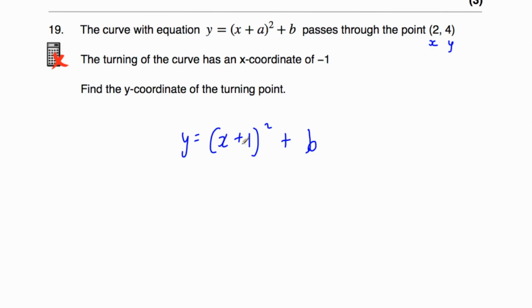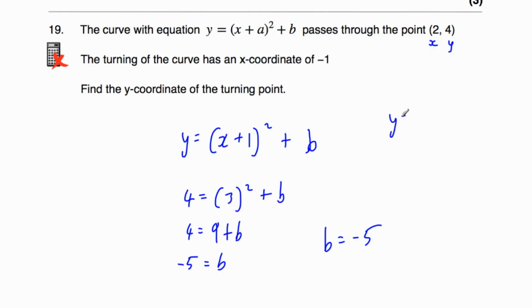So we've got y equals (x plus 1) squared plus b. Now we know that the quadratic passes through the point 2, 4. So we know that x here would be equal to 2 and y is equal to 4. So if we substitute those into our equation, we can then hopefully find our b. So y, which is equal to 4, so 4 is equal to x plus 1, so that's 2 plus 1, so that's going to be 3 squared plus b. 3 squared is equal to 9, so 4 equals 9 plus b. Take away 9 from both sides, 4 take away 9 is minus 5, so we get minus 5 is equal to b. So b is equal to minus 5.